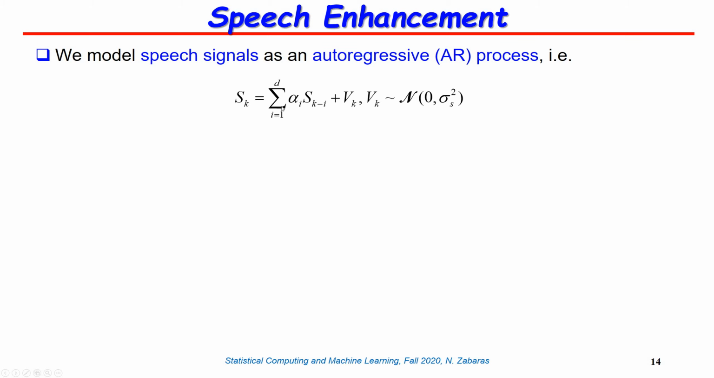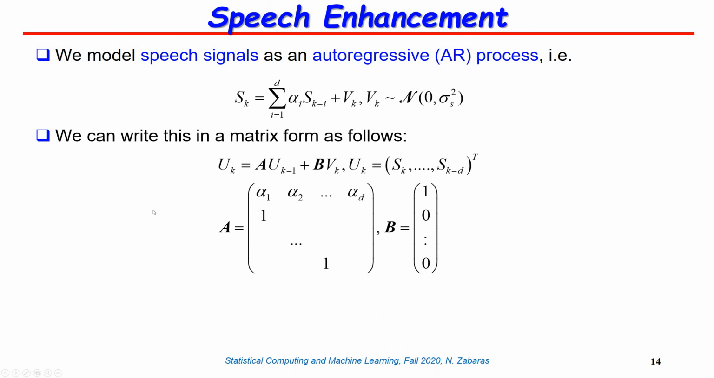This is what I have here. All right, so alpha_i are coefficients, and I say that the speech signal at time k is a linear combination of the speech signals at the previous d time steps. So this is k minus 1, k minus 2, k minus d, and then of course I have a Gaussian noise. Now you may say you don't recognize this as a Markov model because now you see somehow a dependence of s_k from the previous d signals.